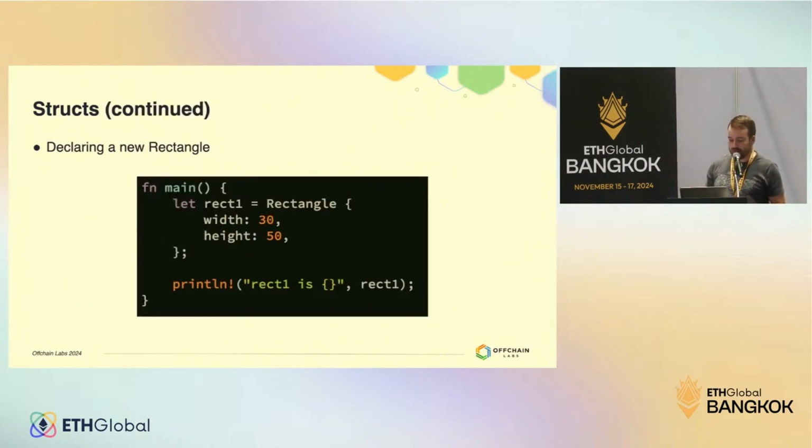This is just giving an example of declaring a rectangle. There's multiple ways to do this, but this is just one of the default ways to declare a rectangle and instantiate it.